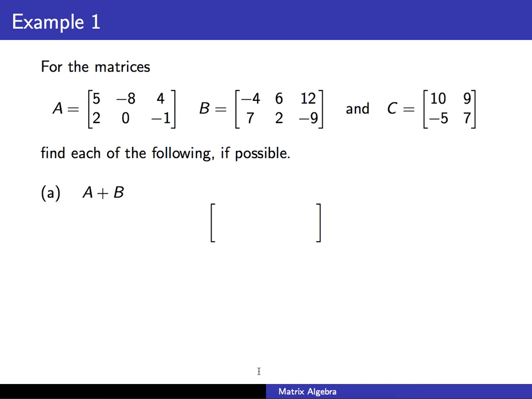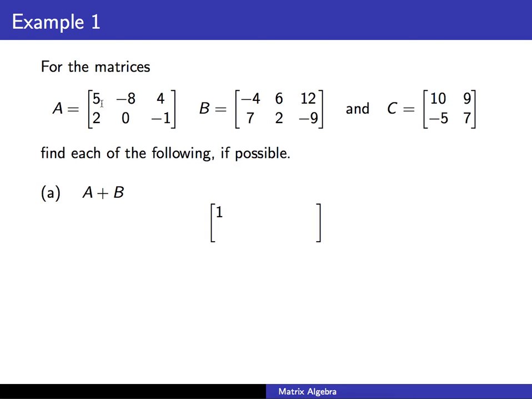So here we have matrices. Matrix A, reading across the rows, is 5, negative 8, 4, and then the next row is 2, 0, negative 1. Matrix B is negative 4, 6, and 12, and the next row is 7, 2, and negative 9. And matrix C is 10 and 9, and then the second row is negative 5 and 7. So we're going to start with matrix A plus matrix B. Well, first we need to check to make sure that they're the same dimension. So A is 2 by 3, and B is 2 by 3, so we can add these together.